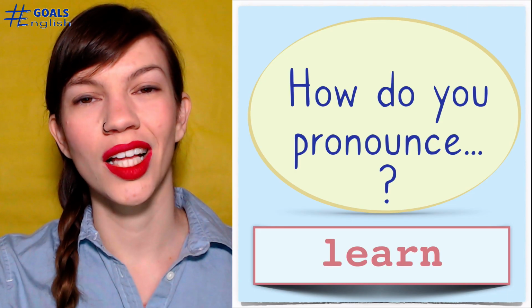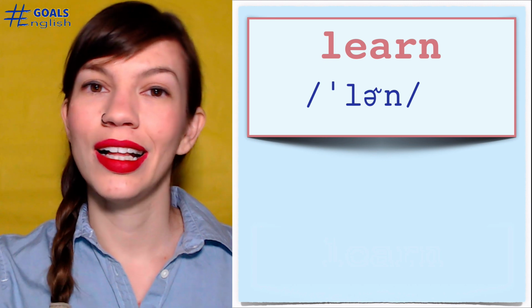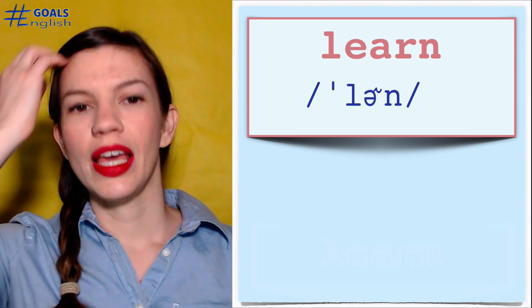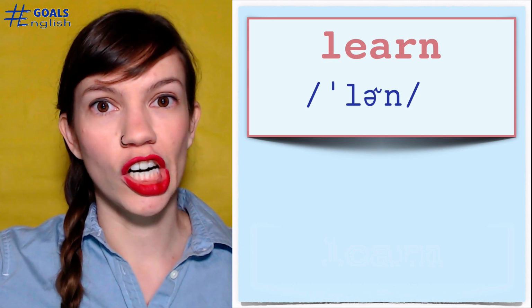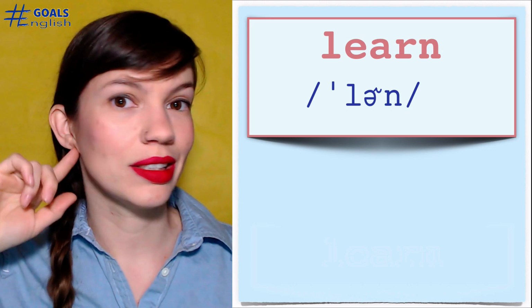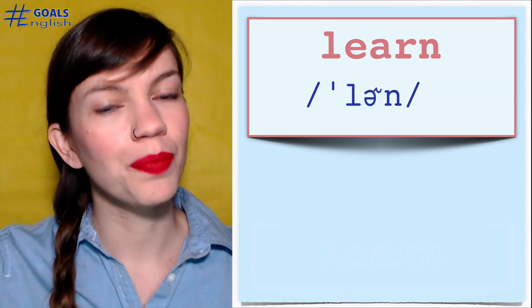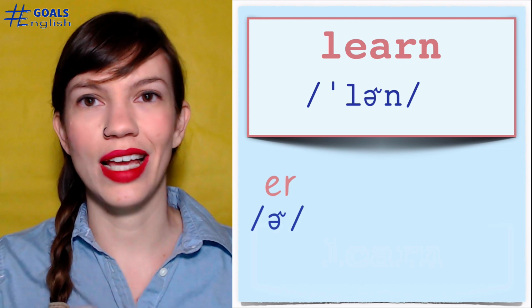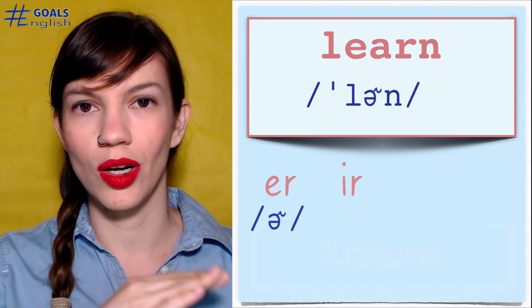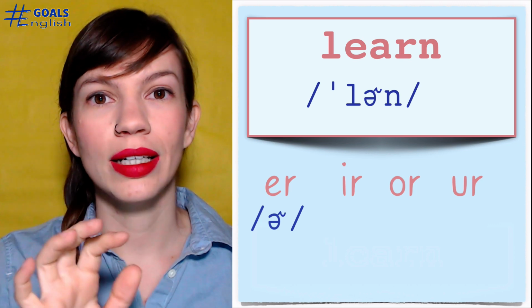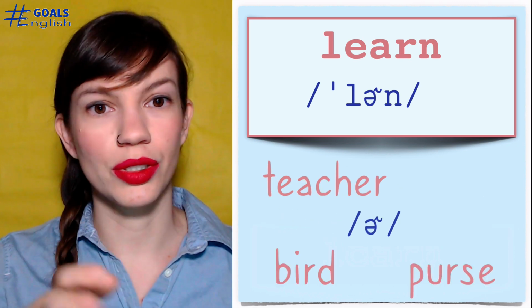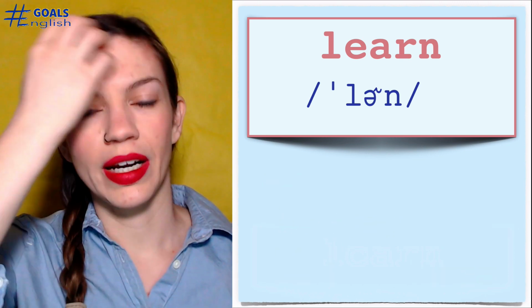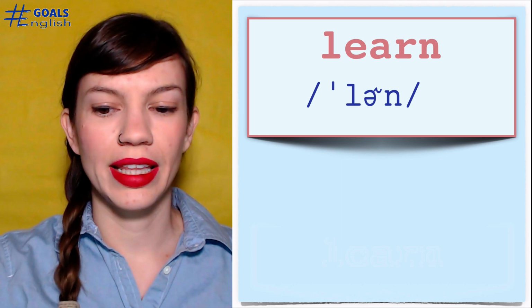Learn. Learn. Learn. So let's look at this. Even though it's E-A-R, it's not "ear," like this is my ear. Learn. No, it's still that sound. So this sound has all kinds of spellings: I-R, O-R sometimes, U-R: teacher, bird, purse, learn. Right? It gets a little tougher when you're adding in that L.